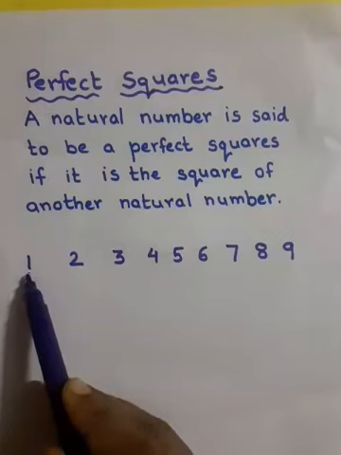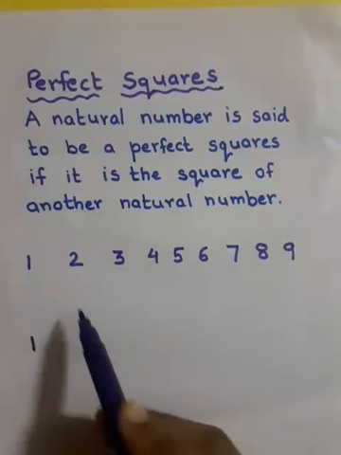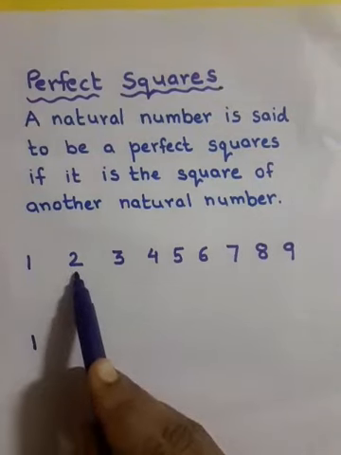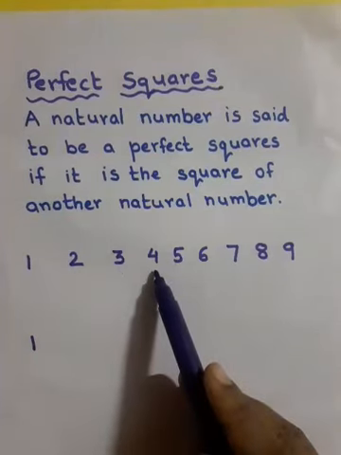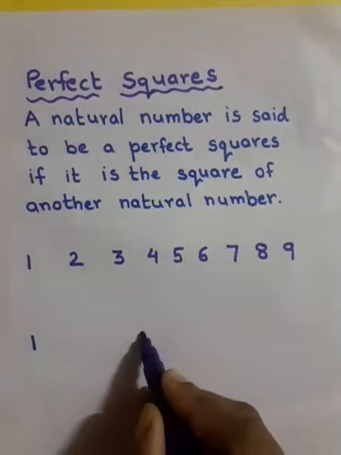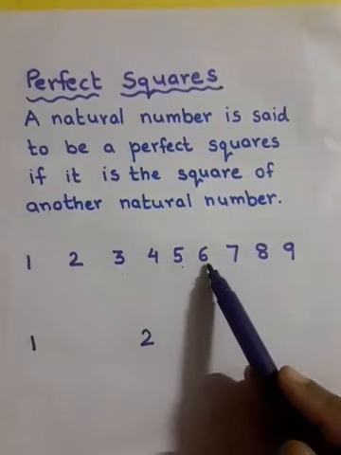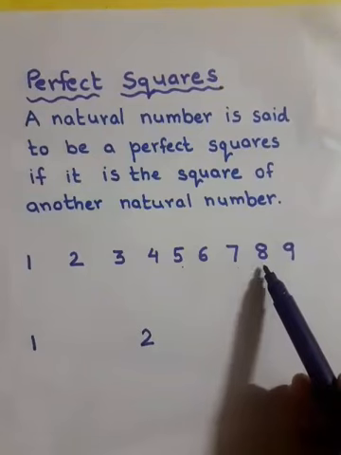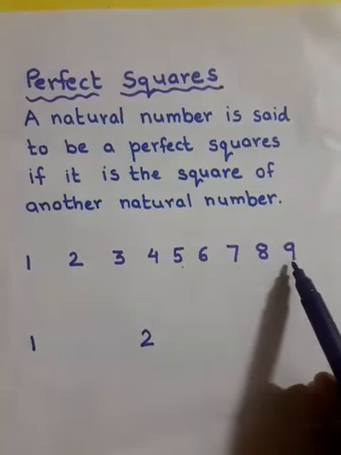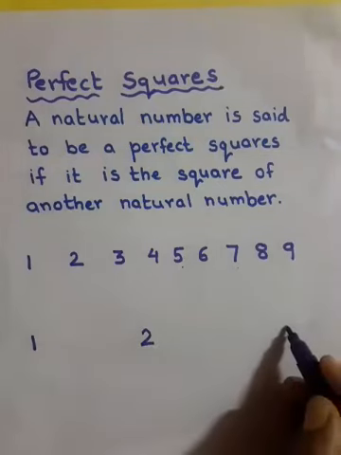Is 1 a perfect square? Yes. 1 is the square of 1. Is 2 a perfect square? No. Is 3 a perfect square? No. Is 4 a perfect square? Yes. 4 is the square of 2. Is 5 a perfect square? No. Is 6 a perfect square? No. Is 7 a perfect square? No. Is 8 a perfect square? No. Is 9 a perfect square? Yes. 9 is the perfect square of 3.